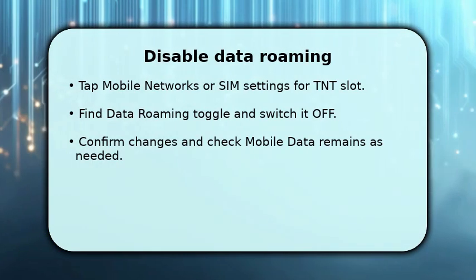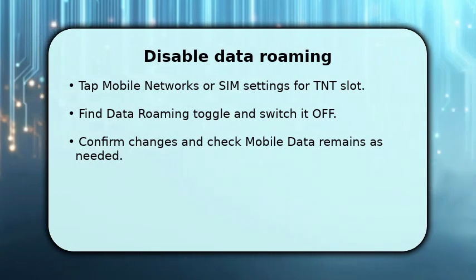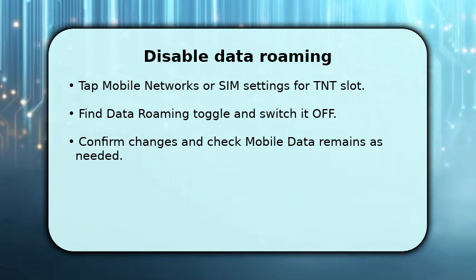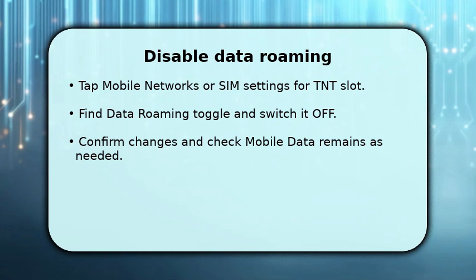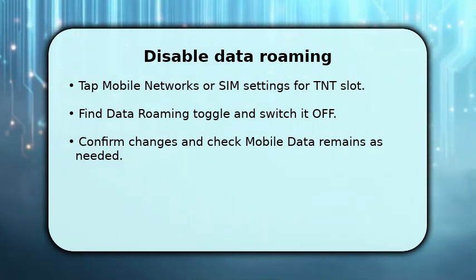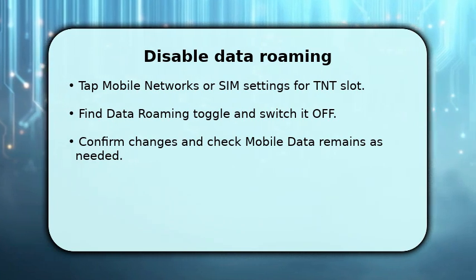You now access the TNT SIM slot under Mobile Networks or SIM settings. Select the correct SIM if dual SIM. Next, find the data roaming option and switch it off. This prevents international or partner networks from using data.